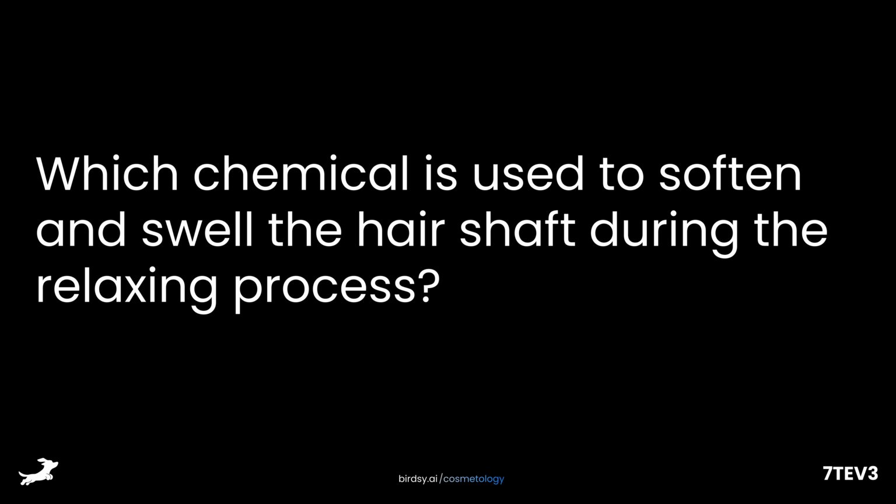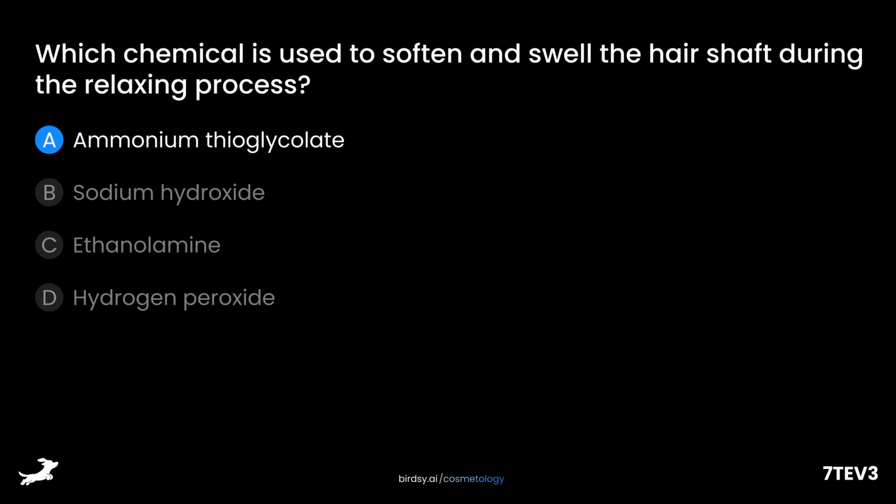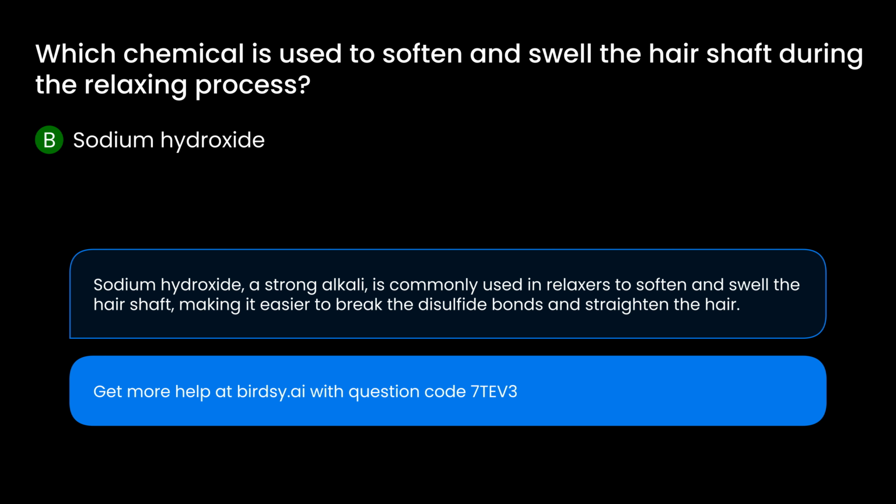Which chemical is used to soften and swell the hair shaft during the relaxing process? Is it A, ammonium thioglycolate, B, sodium hydroxide, C, ethanolamine, or D, hydrogen peroxide? The answer is B, sodium hydroxide. Sodium hydroxide, a strong alkali, is commonly used in relaxers to soften and swell the hair shaft, making it easier to break the disulfide bonds and straighten the hair.